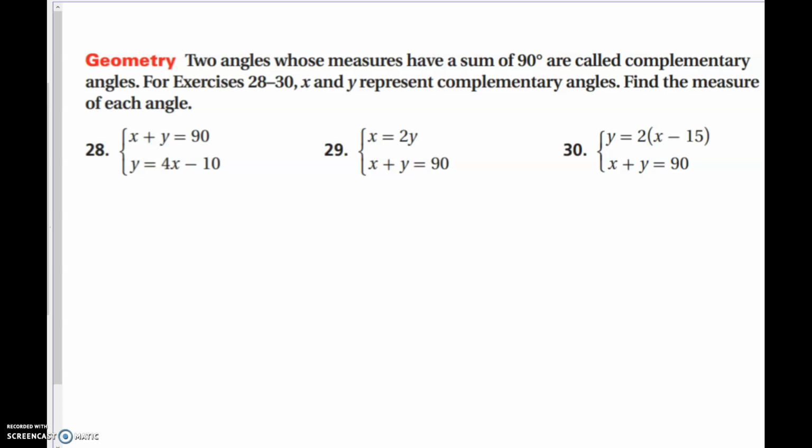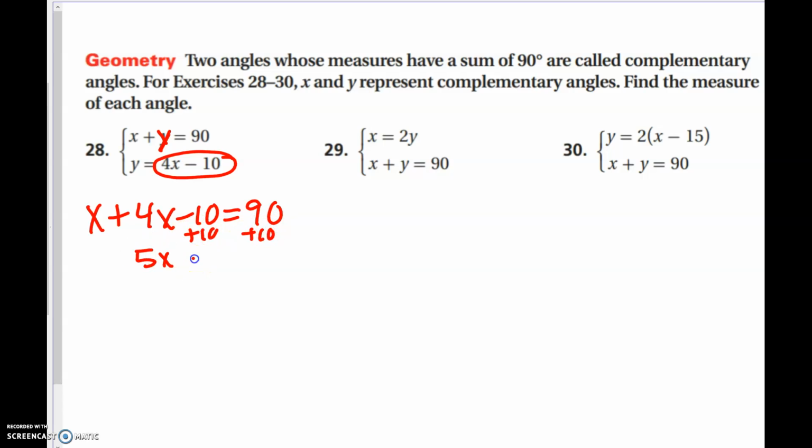All right, here there's a couple different ways, so let's see y. So in this first one, wherever I see y, I'm going to put what y equals. So x plus 4x minus 10 equals 90. So x plus 4x is 5x, and I'm going to add 10 to both sides. So I have 5x equals 100.